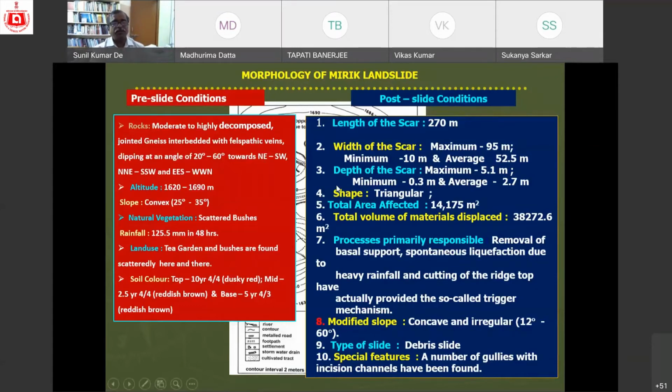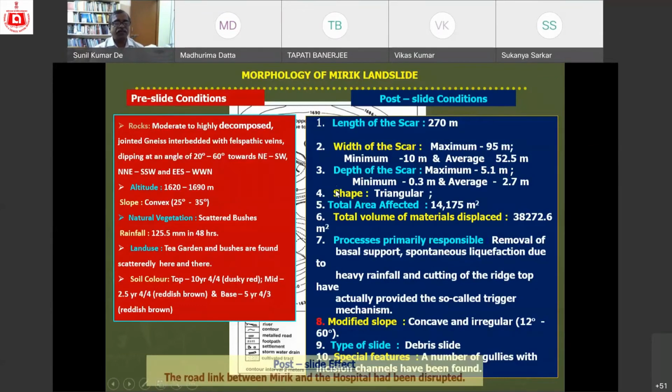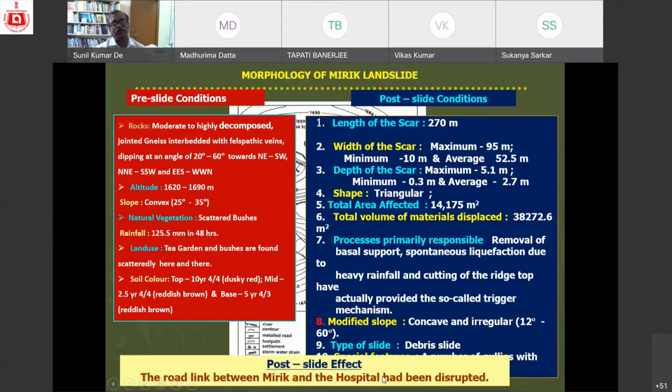And after that, post-slide impact. After the occurrence of landslide, what was the impact on that area? Here, the road link between Mirik and the hospital had been disrupted. If it occurs in Tripura, the road link between the mainland and Tripura is disrupted, and the whole state economy will be stopped, will be stagnant. So this type of database we need to prepare.